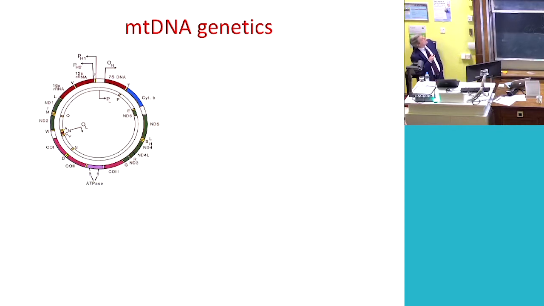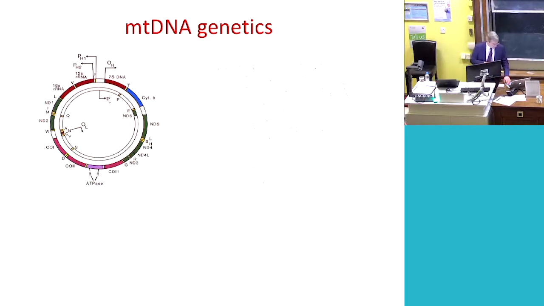So the molecule resembles a bacterial genome. It's small, it's 16,500 bases. We think it just codes for the proteins in the respiratory chain. And in between those different coloured genes, which are the protein coding genes, there are some ribosomal genes, and the yellow bits are the transfer RNA genes that are required to make the proteins inside the matrix.